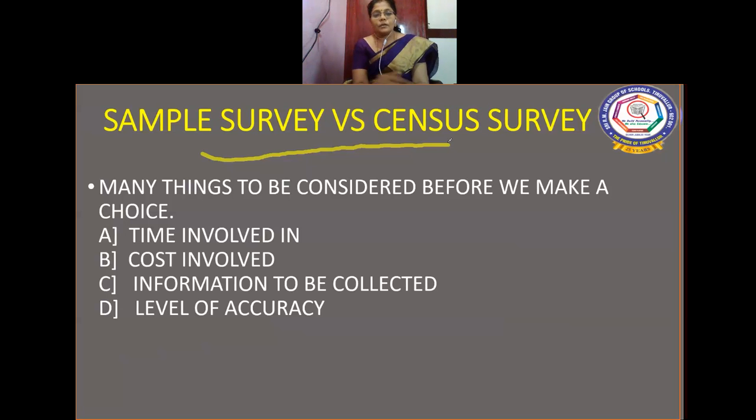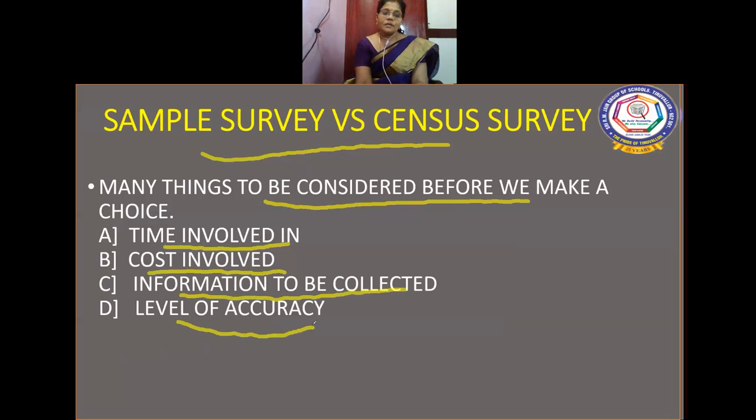But there are a lot of difficulties in that. So many things to be considered before we make a choice. First thing is time involved. Second thing is cost involved. Third one is information to be collected. And fourth one is level of accuracy. So these are all the things which we have to consider before selecting the method.